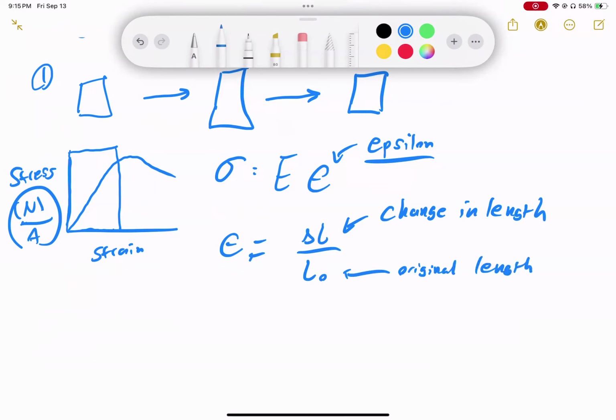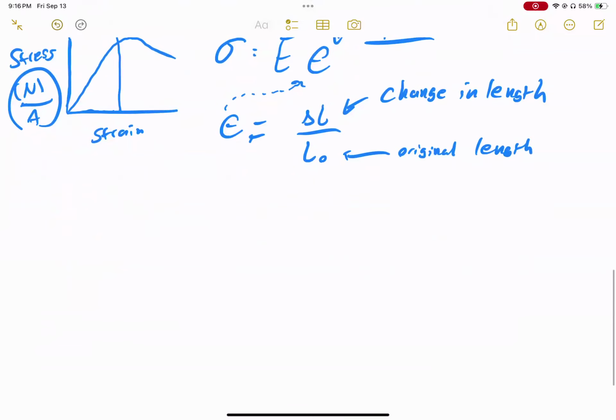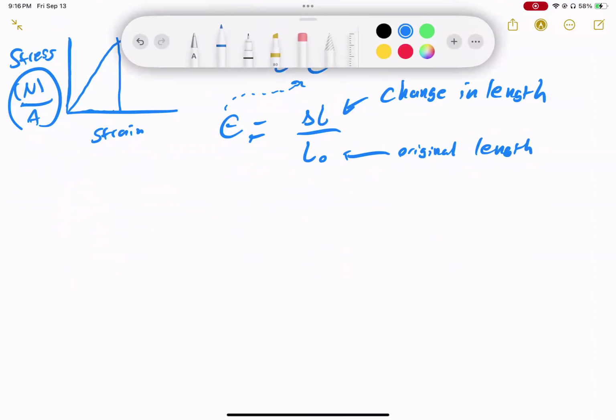So really what we can do is plug this epsilon into this equation over here, Hooke's law. The resulting equation we get from there is the stress is equivalent to this rewritten version of the strain multiplied by the elastic modulus. Then we can do some algebra in order to figure out what this change in length is.